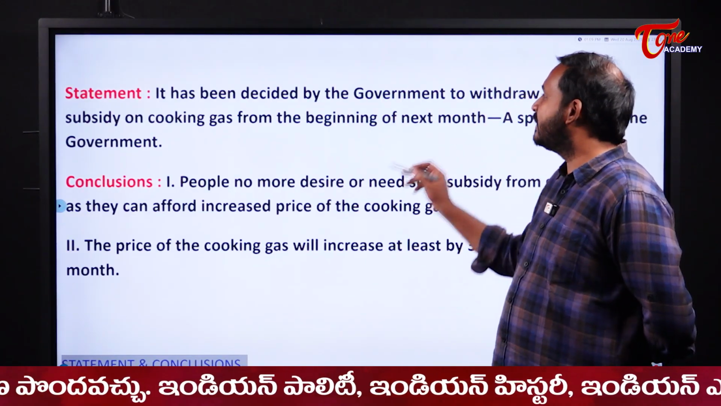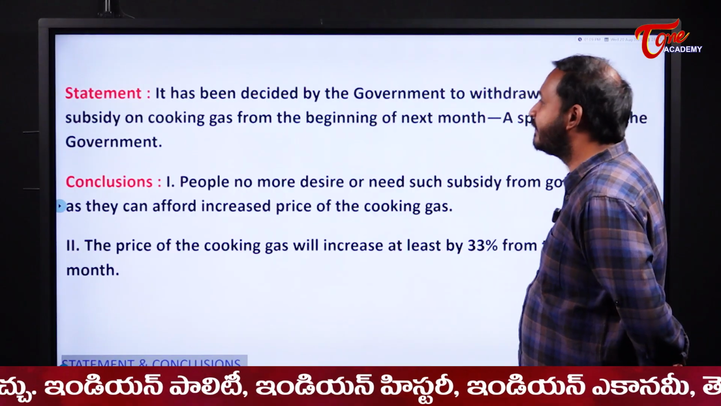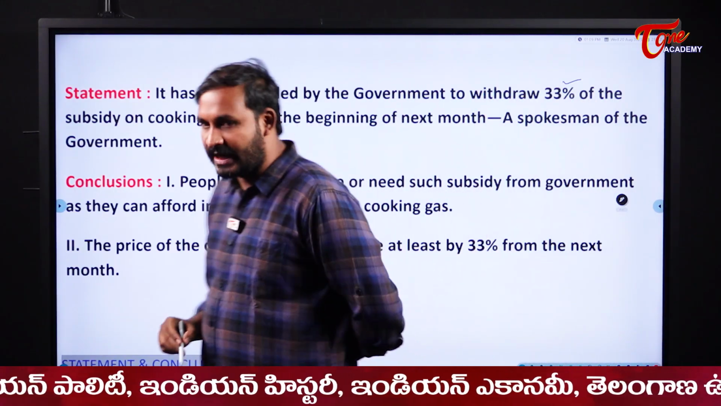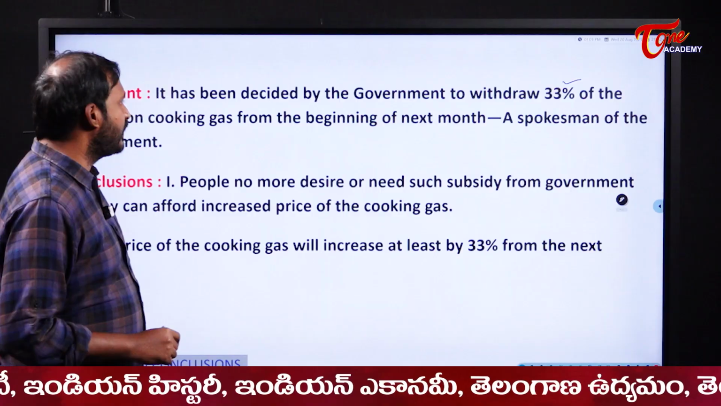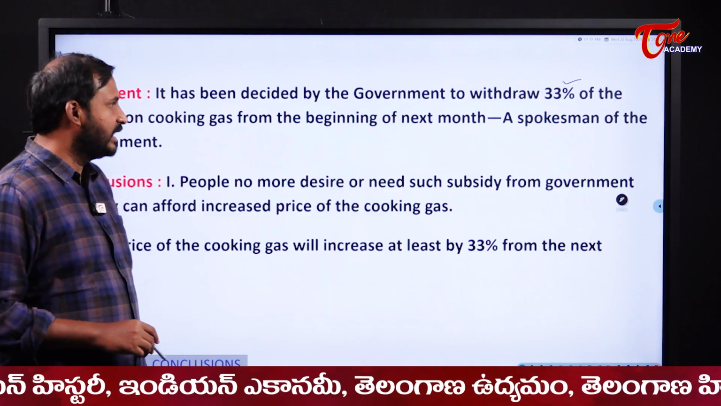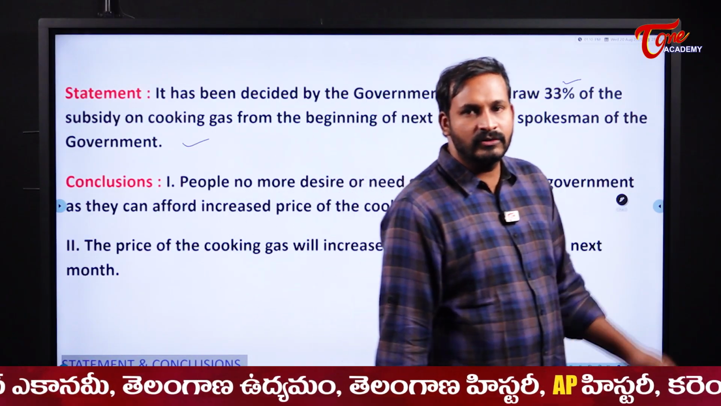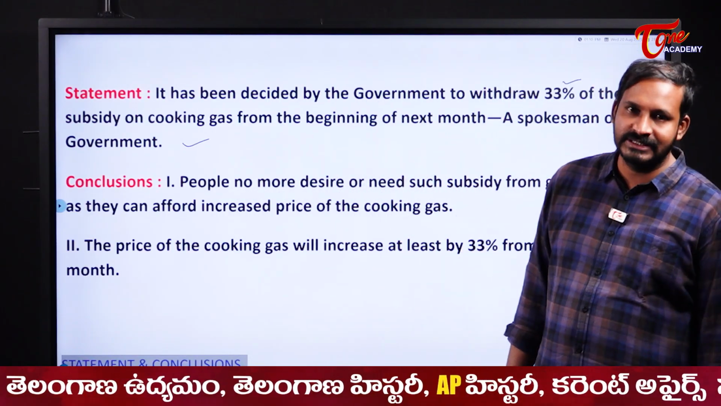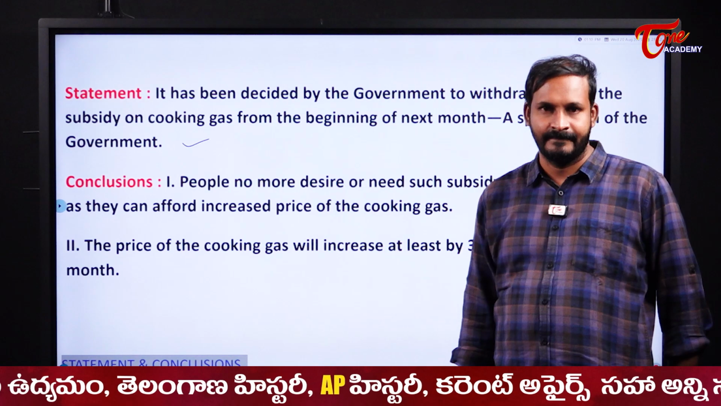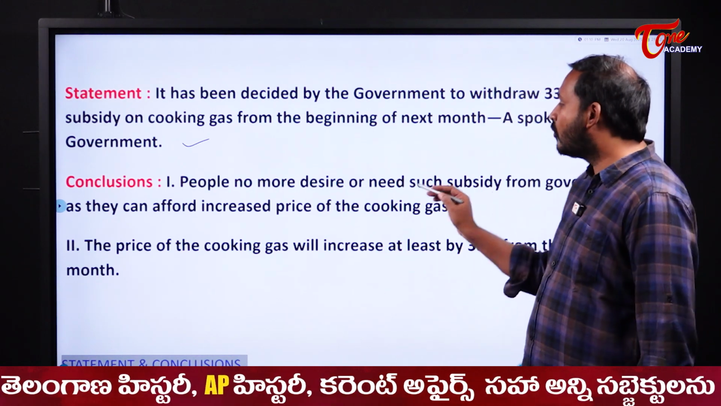It has been decided by the government to withdraw 33% of subsidy on cooking gas from the beginning of next month, a spokesperson of the government said. Yes, the government has decided that they want to withdraw the 33% subsidy on the cooking gas. Now, people no more desire.